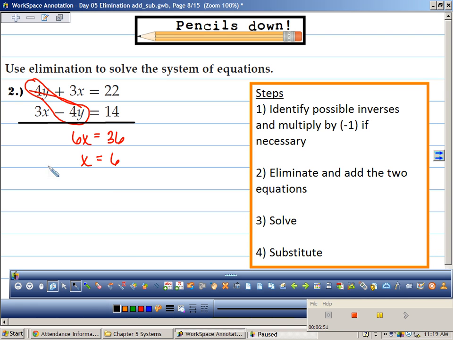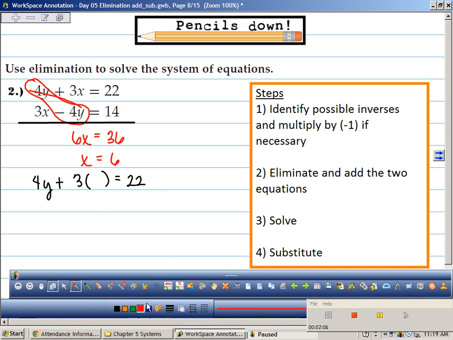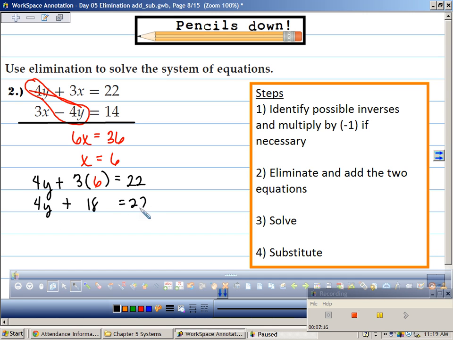Now I need to substitute. Which equation do you want to use? Top one? Okay. Why? Because it has all positives? Okay, so now I have 4y plus 3x equals 22. I know that x is 6, so I'm going to substitute that value in there. So now I have 4y plus 18 equals 22.